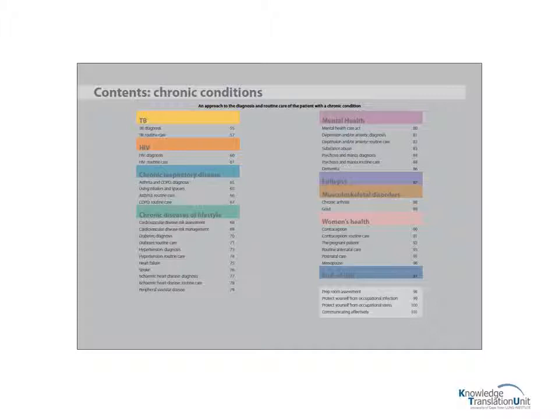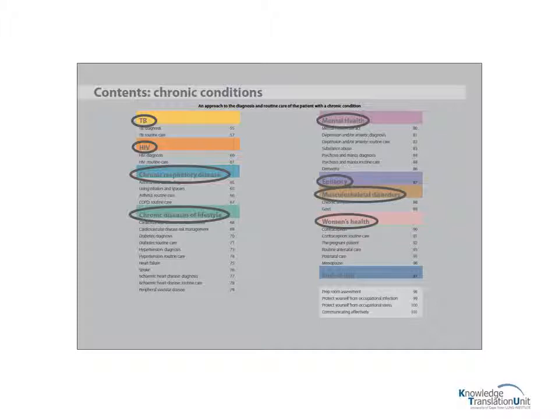PAC Adult also caters for those people already diagnosed with a chronic condition, integrating their management into a single, user-friendly resource. 19 such chronic conditions are included, covering communicable diseases, chronic respiratory diseases, cardiovascular diseases and diabetes, mental health conditions, epilepsy, musculoskeletal disorders, women's health, and end-of-life care.